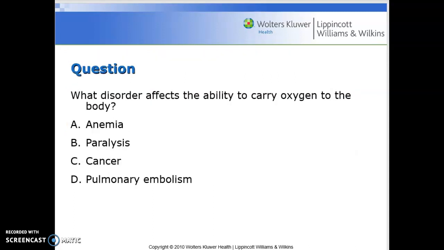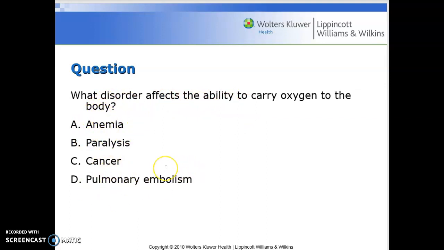What disorder affects the ability to carry oxygen to the body? Your choices are anemia, paralysis, cancer, or pulmonary embolism. The answer here is anemia. The body's ability to transport oxygen can be affected by a low red blood cell count. So this is affecting the ability to carry oxygen.